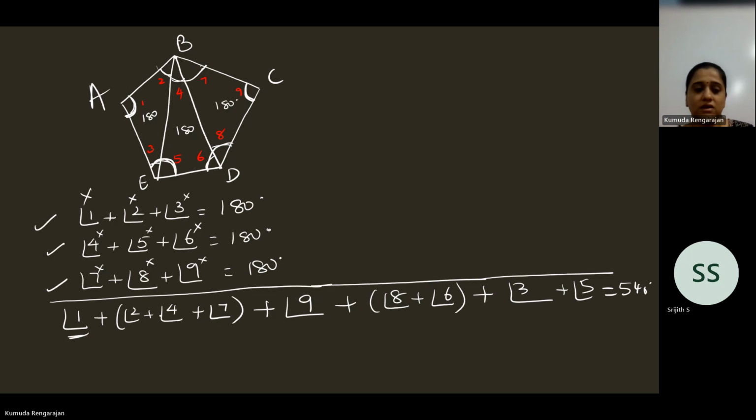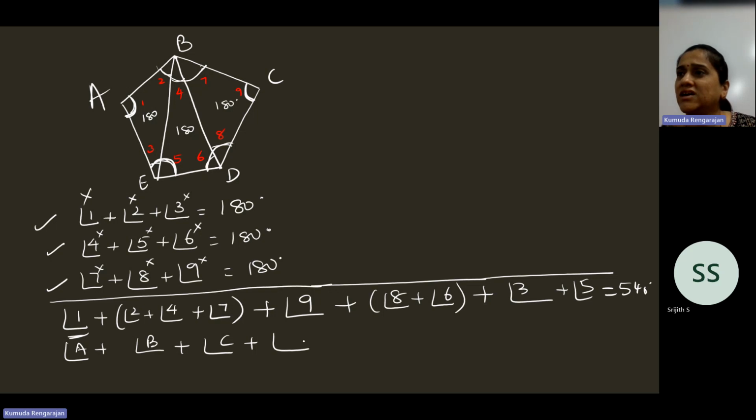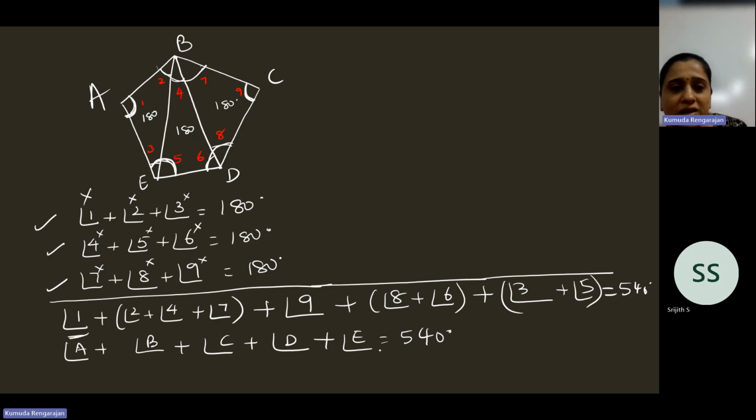540. Now what is angle 1? Angle A. Plus what is 2 plus 4 plus 7? Angle B. Plus angle 9 is angle C. Angle 8 plus angle 6. Don't say angle 8 plus angle 6 is angle 14. Angle D, not angle 14. Okay, plus. What is angle 3 plus 5? Is equal to 540. Now, what do you understand by angle A plus angle B plus angle C plus angle D plus angle E? The sum of the 5 interior angles of the pentagon is 540 degrees.